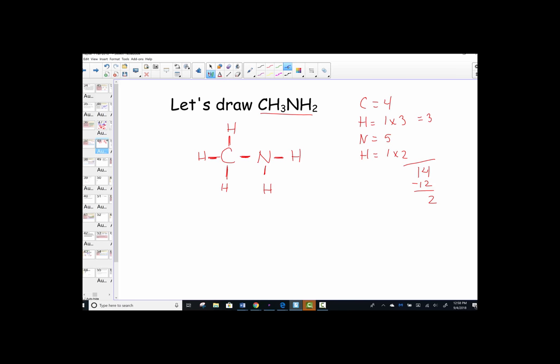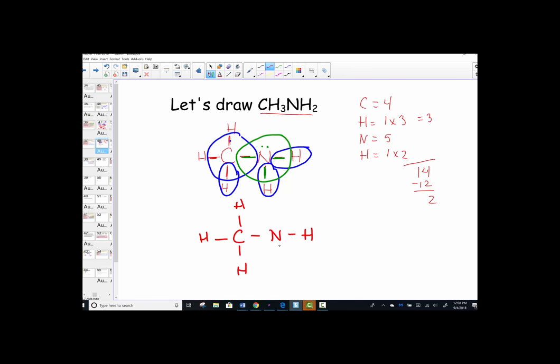Carbon has a complete octet, 2, 4, 6, 8. Each of these hydrogens has the number of bonds it needs to create helium's configuration. It only needs 1 single bond. So this hydrogen is set, this hydrogen is set. But what do you notice about this nitrogen? So far it has 2, 4, 6 electrons, it's missing the pair to complete its octet. I'm seeing carbon with single bonds in each direction, nitrogen with single bonds and a lone pair.